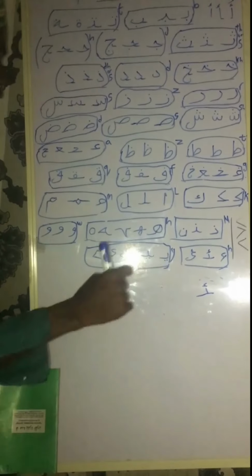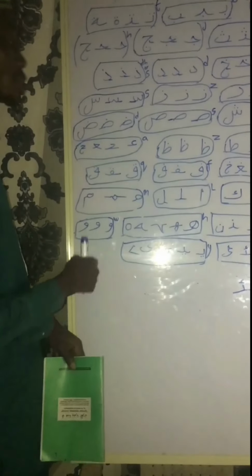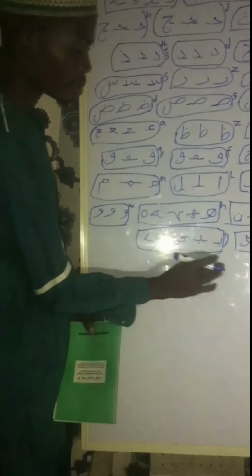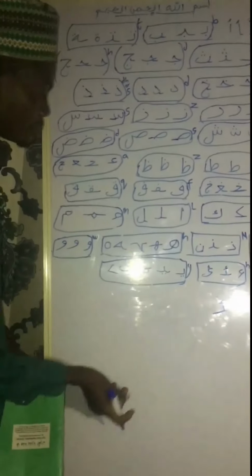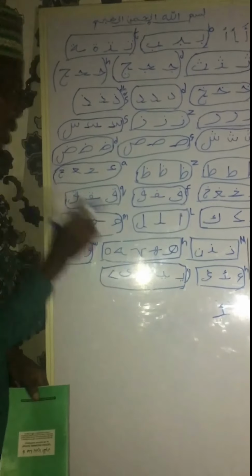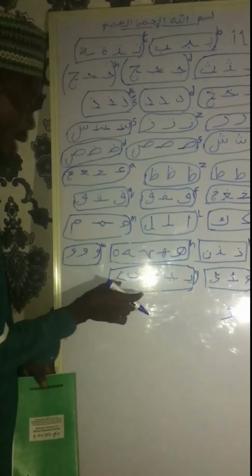So finally, the last Arabic alphabet is Ya. It is like the letter Y in the English alphabet. In the beginning, it looks like this. In the middle, it looks like this. In the end, it looks like this, or like this, or like this.